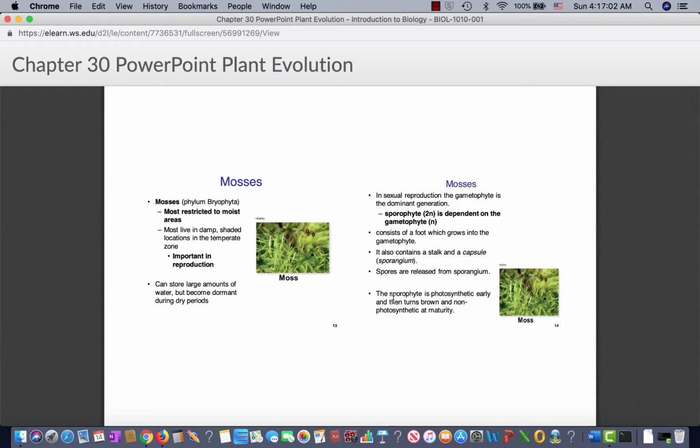For mosses, again, mostly restricted to moist areas. They live in damp, shaded locations in temperate zones, important in reproduction. They can store large amounts of water, but become dormant when dry.